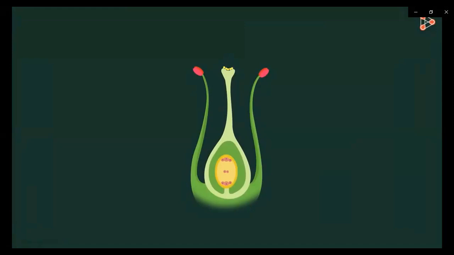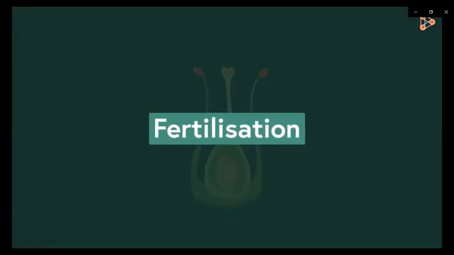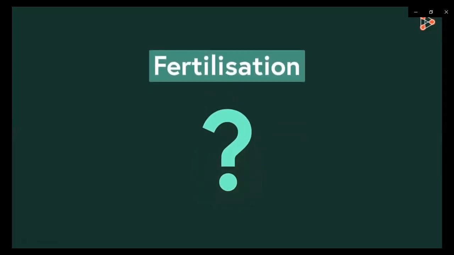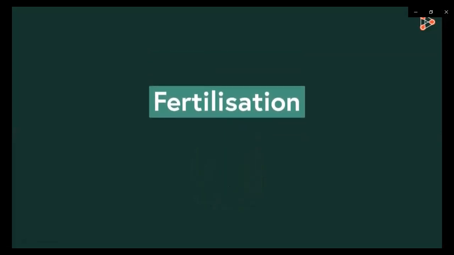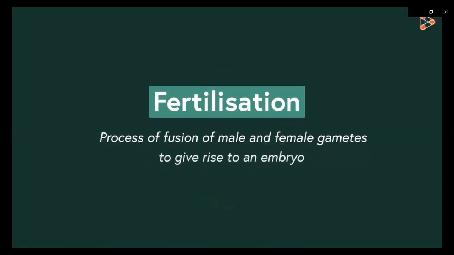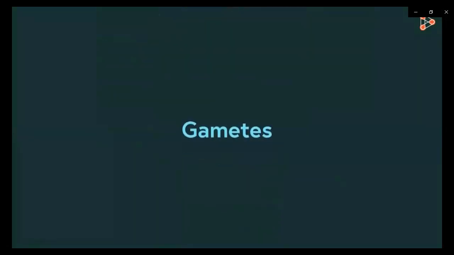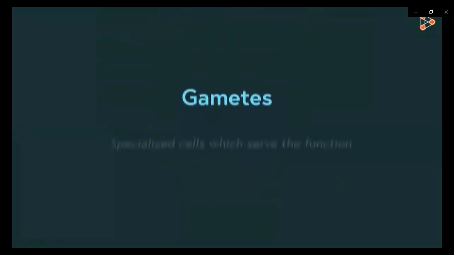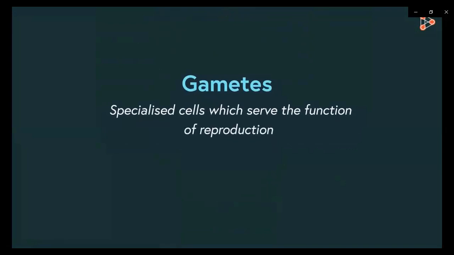The next and the most important step is that of fertilization. Now, what's this process exactly? Fertilization is simply the process of fusion of the male and the female gametes to give rise to a new embryo. Before understanding this process, let's understand these terms which are new for us. Firstly, let's get to know what gametes are. Gametes are the specialized cells which serve the function of reproduction.